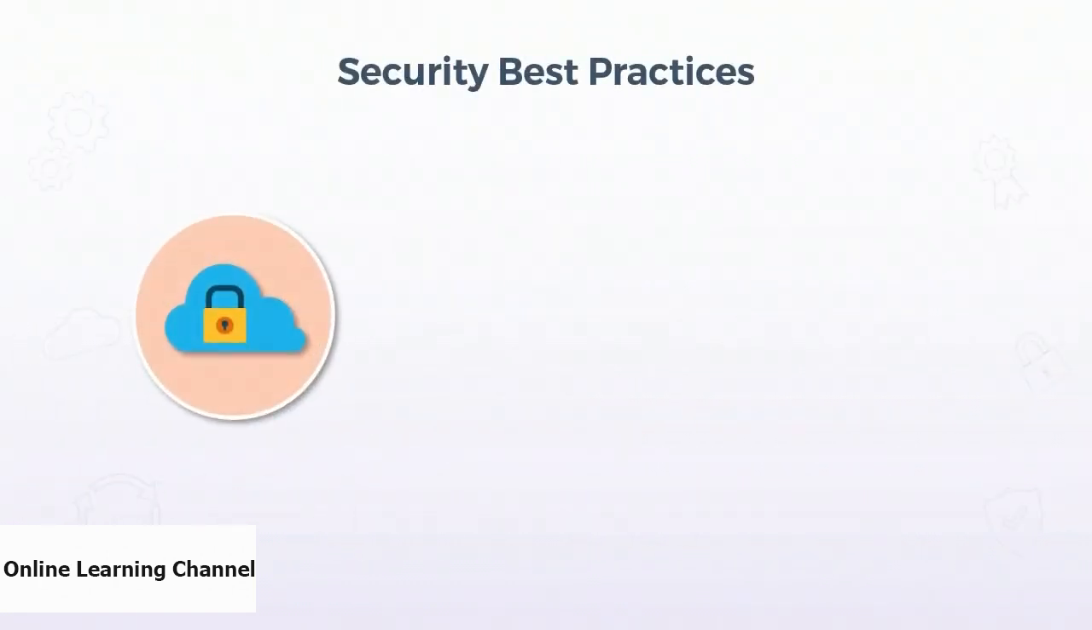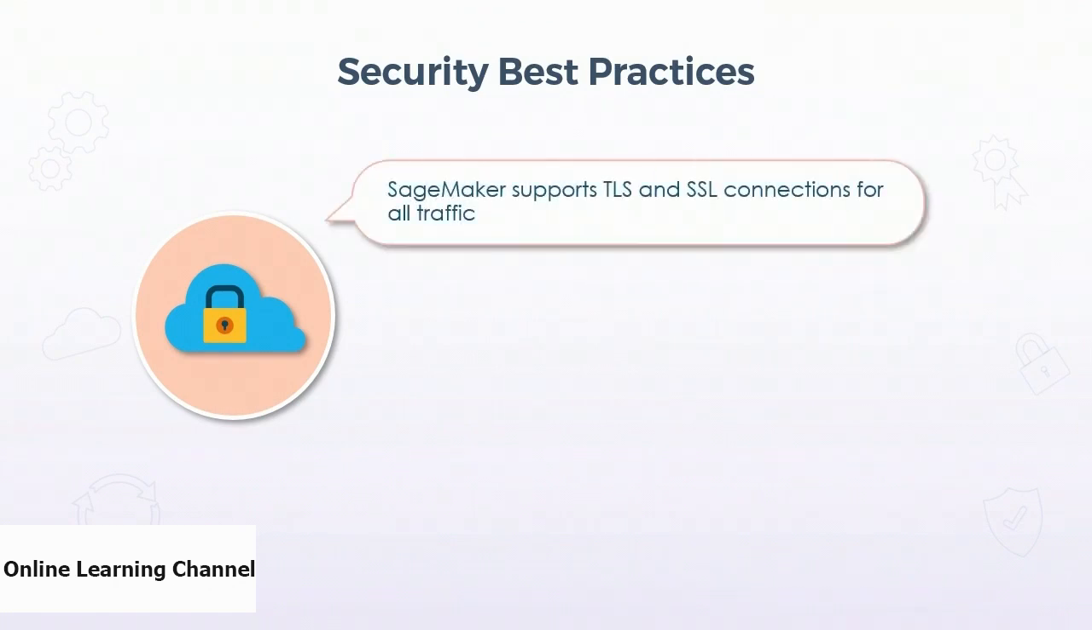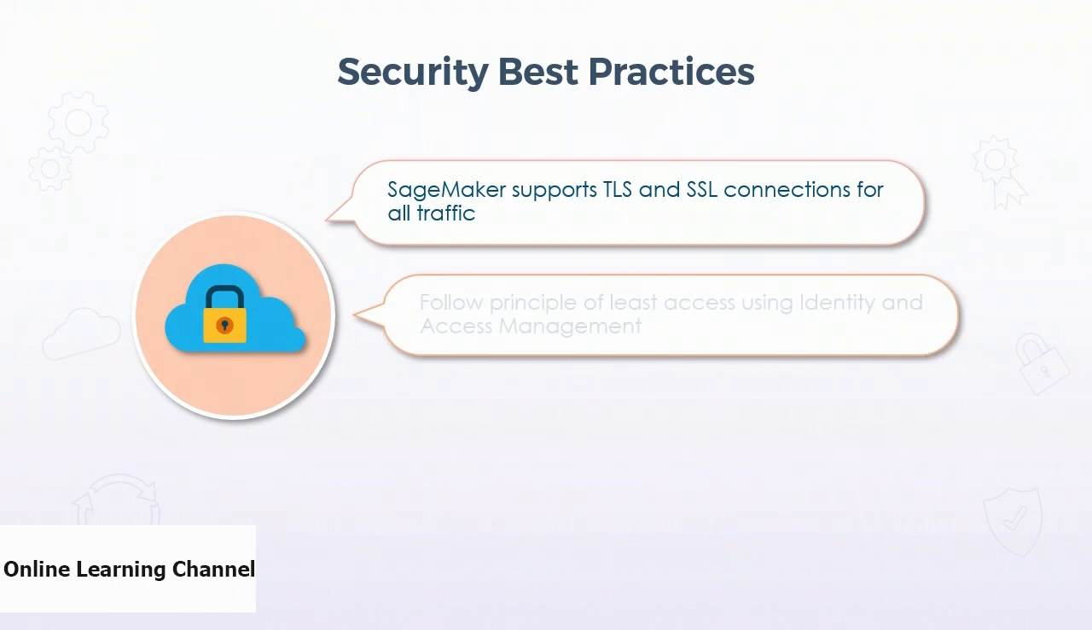Now let's look into certain security best practices. The first one is during transition process, all traffic supports TLS and SSL inside the SageMaker. IAM, Identity and Access Management, can also be used to grant permission for specific resource access in SageMaker. IAM can also help to follow the principle of least access. Least access is nothing but a limited permission to the user identity within SageMaker itself for accessing the data.